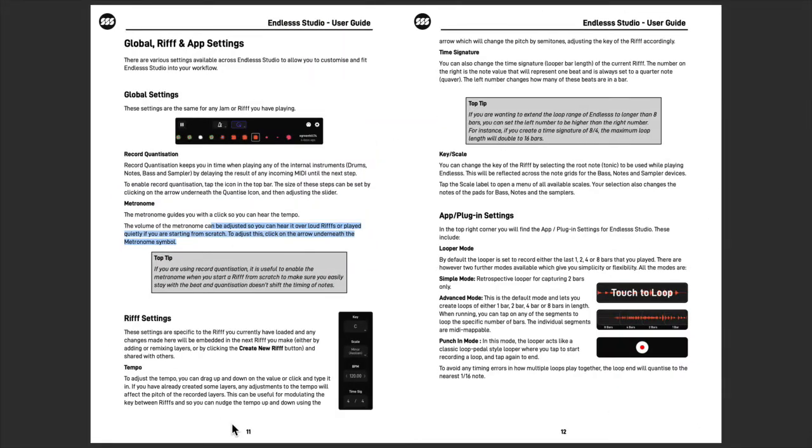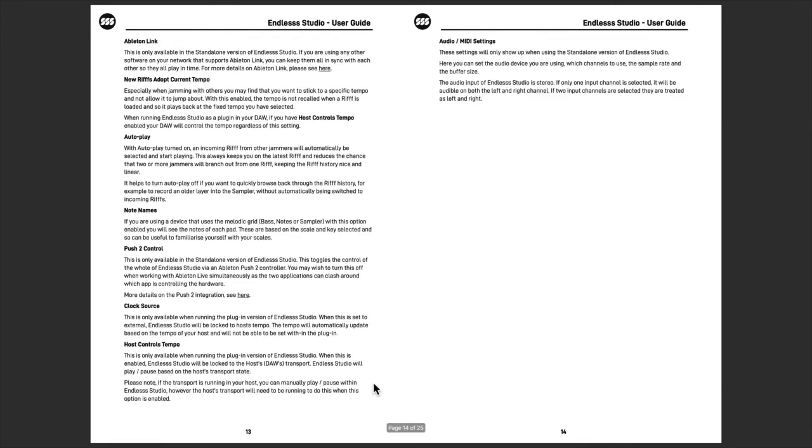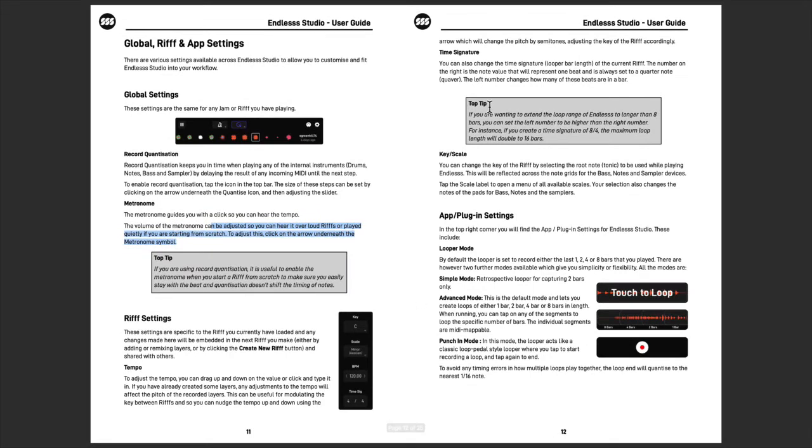These settings are specific to the riff. So yeah, set your key. I think that's basic enough. You can also change the time signature, loop, or bar length of the current riff. The number on the right is the note value that will represent one beat and is always set to a quarter note. The left number changes how many of these beats are in a bar.